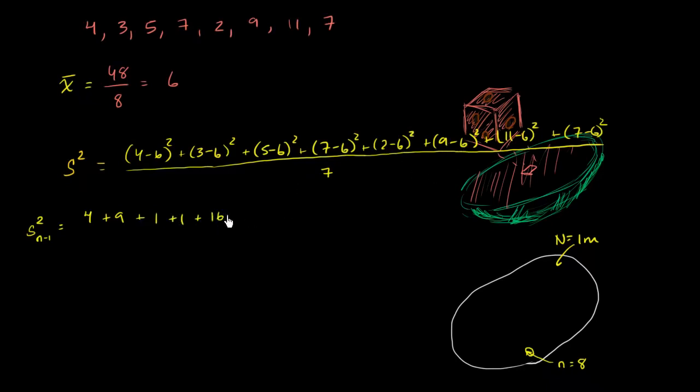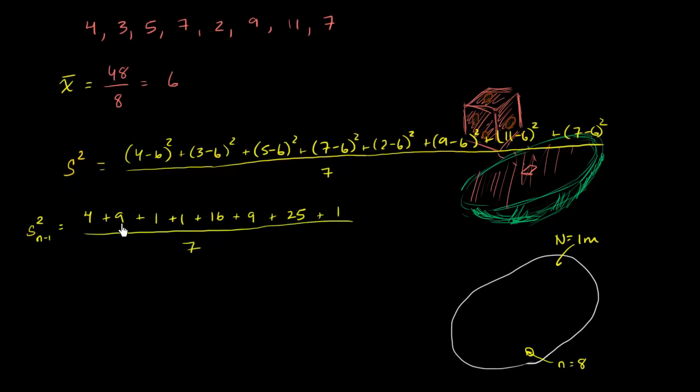9 minus 6 squared, well, that's going to be 9. 11 minus 6 squared, that is 25. And then finally 7 minus 6 squared, that's another 1. And we're going to divide it by 7. And let's see if we can add this up in our heads.